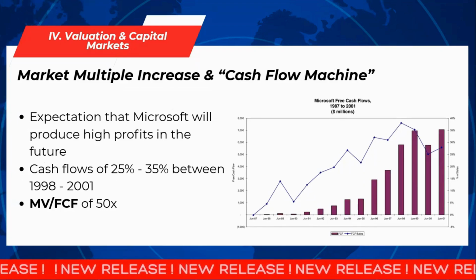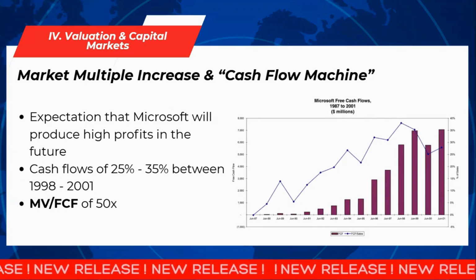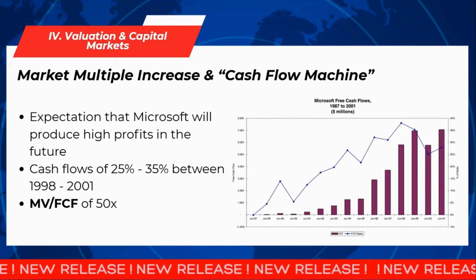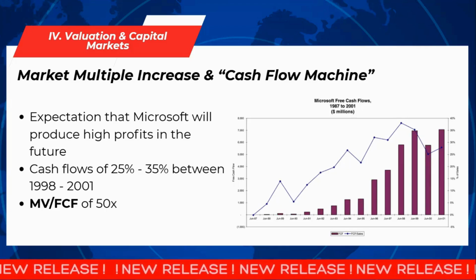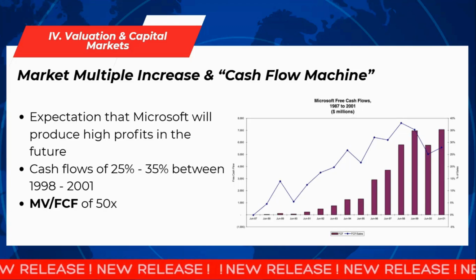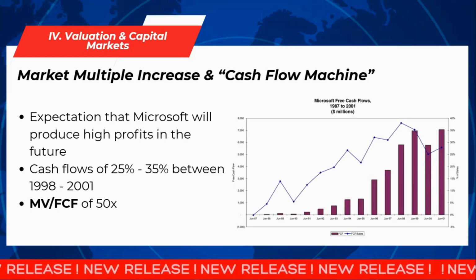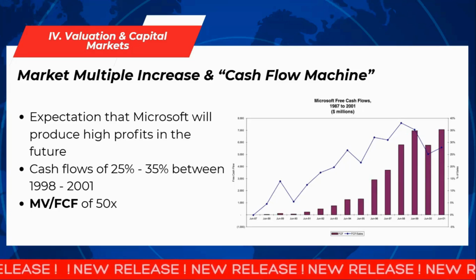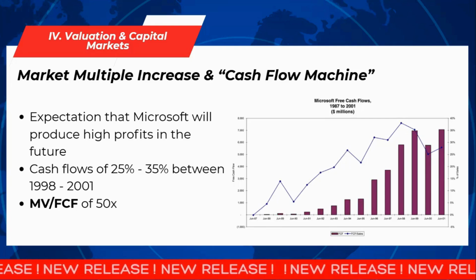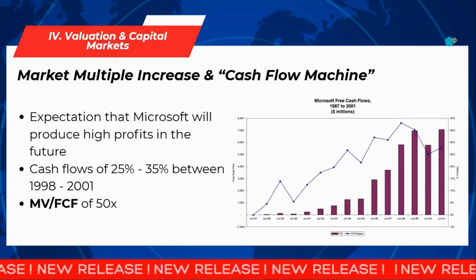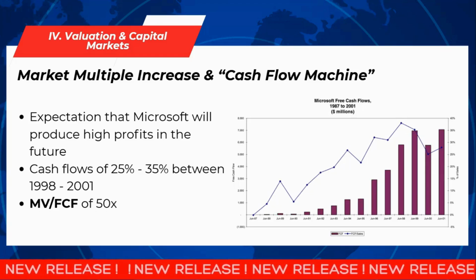And in terms of Microsoft being valued more like a traditional company or like a cash flow machine, Microsoft is definitely a cash flow machine. The graph on the right illustrates that they have cash flows of 25 to 35% between 1998 and 2001, meaning they have high operating margins and modest asset intensity. And in terms of the MV over FCF, which is the market value divided by free cash flow, Microsoft is at 50 times, which is incredibly high, showing how investors expect Microsoft to remain a cash flow machine and continue to make money for several years.